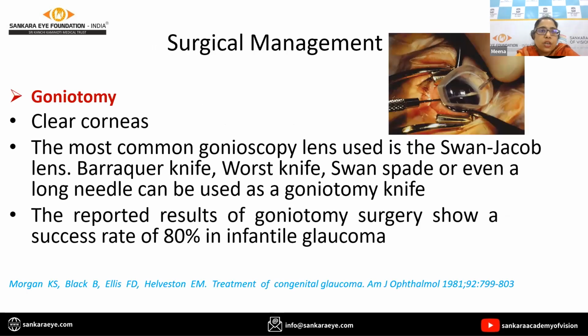Now, what are the different surgical modalities which are available? One of the common surgical modalities is goniotomy, which is usually performed when there is a clear cornea. We use a direct gonio lens like the Swan-Jacob lens, which is the most common lens. To do a goniotomy, you can use a Barkan knife, MVR blade, Worst knife, Swan spade, or even a long needle as a goniotomy knife. A 23 gauge needle can also be used. The reported results of goniotomy surgery have been around 80% in infantile glaucoma.